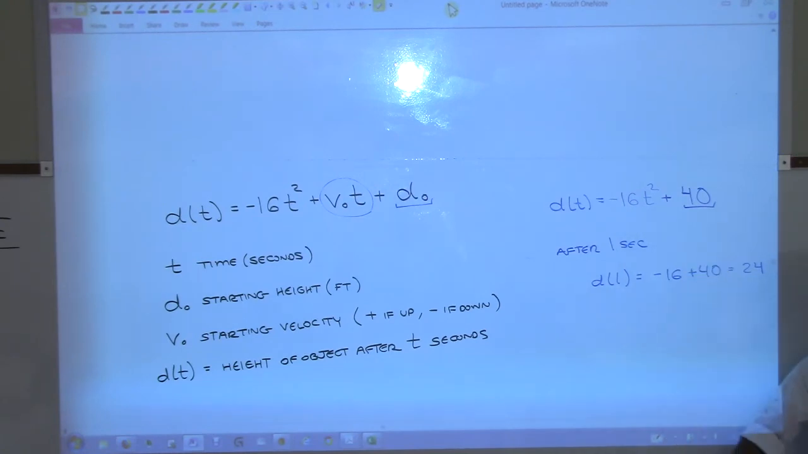starts falling, right? After 1 second, how high is it now? It's 24 feet high off the ground still. So it still hasn't hit the ground, right? Yeah or no? Yeah, okay.